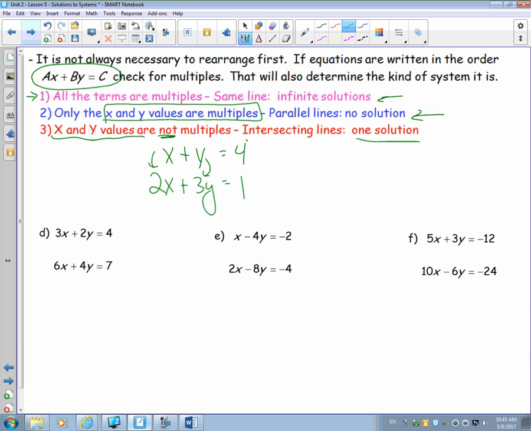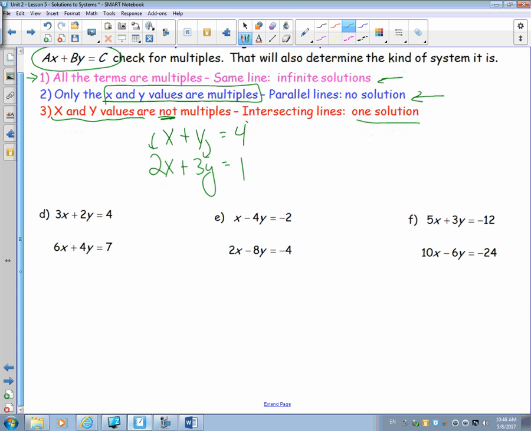Okay, so let's take a look at some things. What do I notice? I notice I doubled and I doubled, times 2, but I did not double. So this is situation number 2. The x and y's are multiples. This is parallel lines. And I can do that without rearranging because I looked for my multiplier. Let's try the next one. Times it by 2, times it by 2, times it by 2. Hey, that's infinite. It's the same line, just a different version.